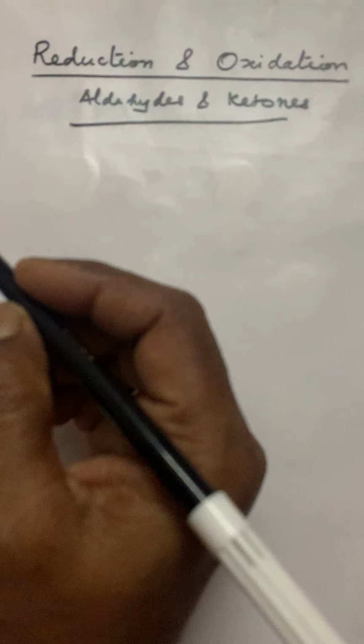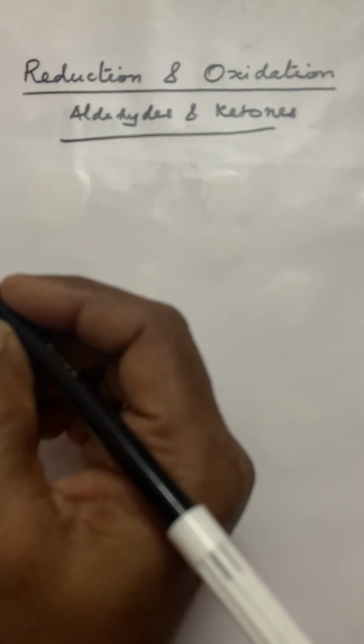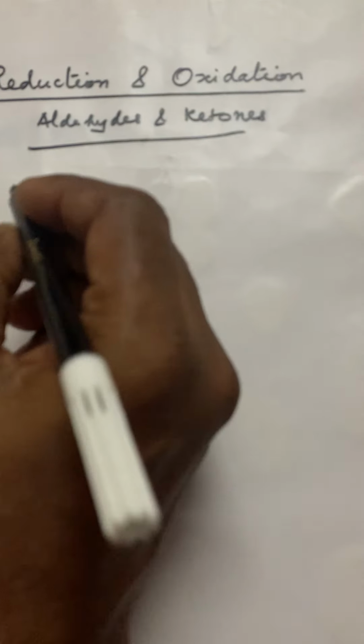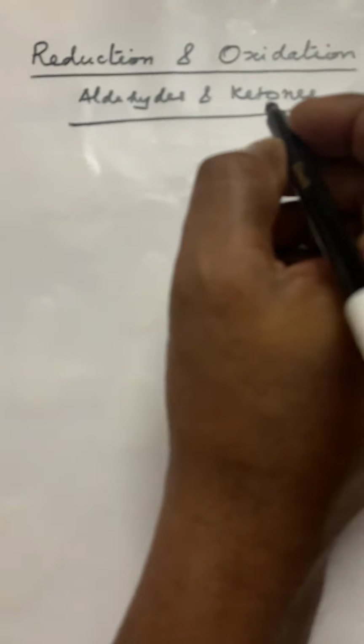Good morning. This is the 8th lecture on aldehydes, ketones and carboxylic acids. Today I am going to explain reduction and oxidation of aldehydes and ketones. First, reduction of aldehydes and ketones. Reduction to alcohol.